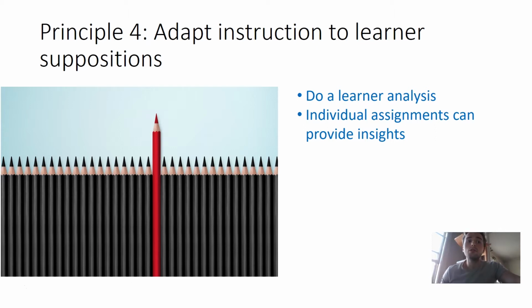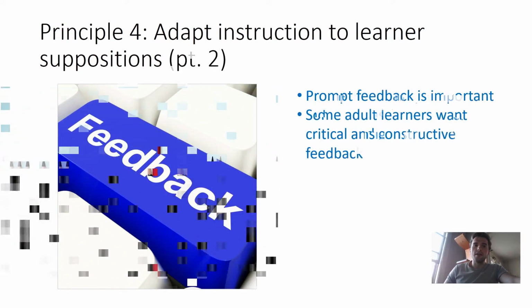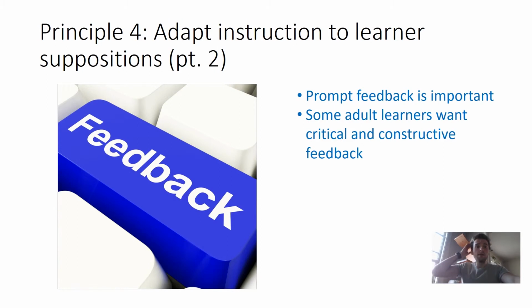Instructors should do a learner analysis and individualize instruction based on that. To learn more about your adult learners' perspectives, individual assignments can be useful. I would also note that while it's important to give prompt and relevant feedback for individual assignments, some adult learners crave more critical and constructive feedback. So feedback is another area that should be adapted to individual learners and meet them where they are.